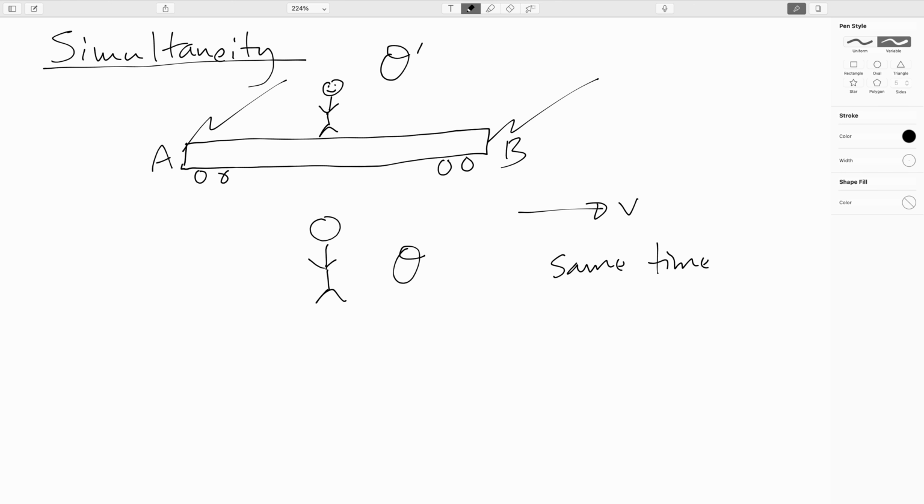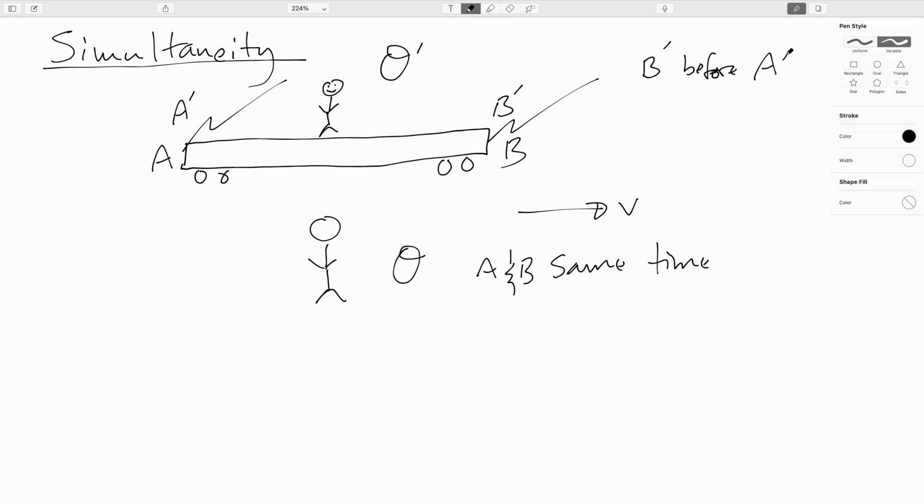Well, what am I going to observe? We'll say that my name for the event of the lightning flashing the front of the train car we'll call B prime. For the back of the train car we'll call it A prime, just to keep them straight. So you say that A and B happened at the same time. What do I say? I'm actually going to say that the lightning bolt that struck the front, B prime, happened before the lightning bolt that struck the back of the train, A prime.